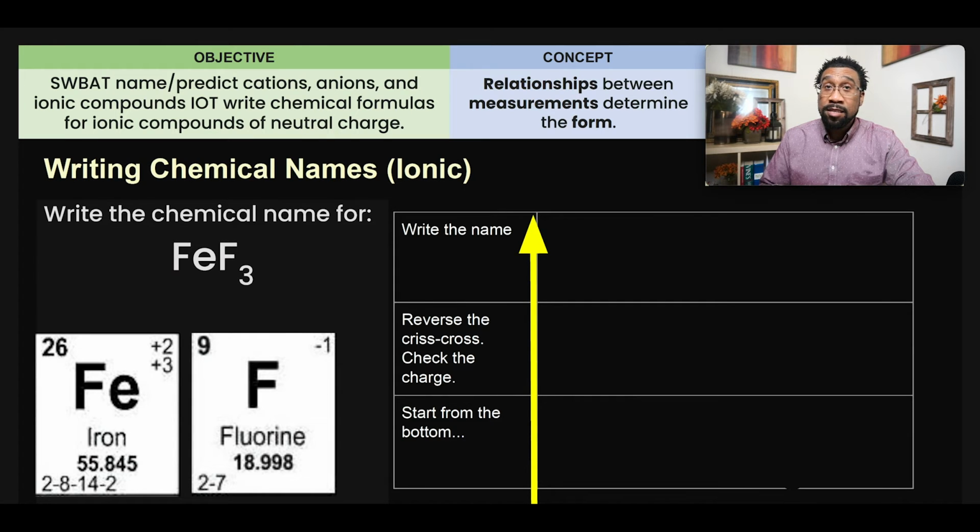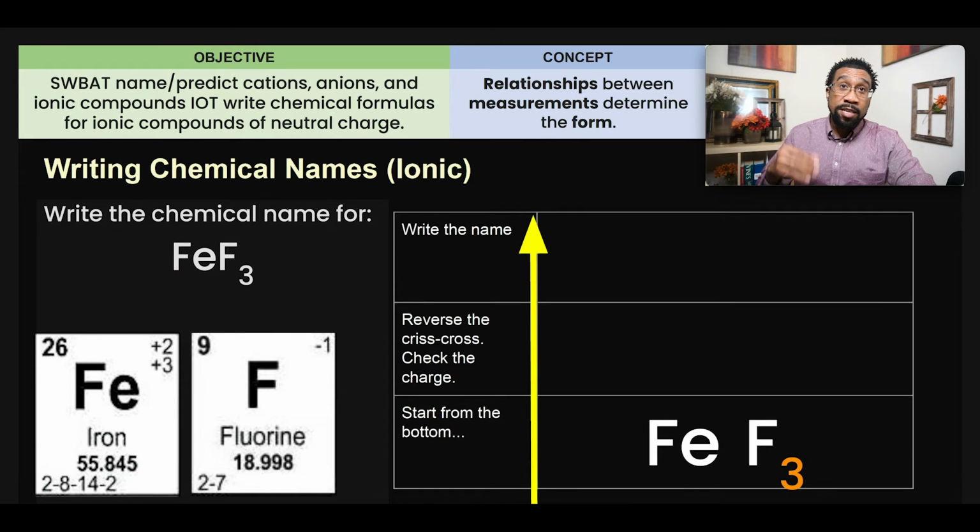All right, so in this example, we got FeF3. Let's get the chemical name for this. So our first step, we're going to start at the bottom and write the formula. So we have Fe and F3. Once we reverse that crisscross, oh, what am I forgetting? Oh, I didn't write a 1. I did that on purpose.